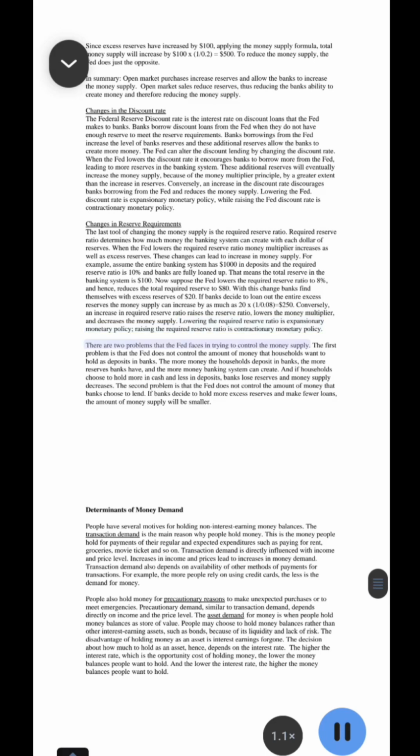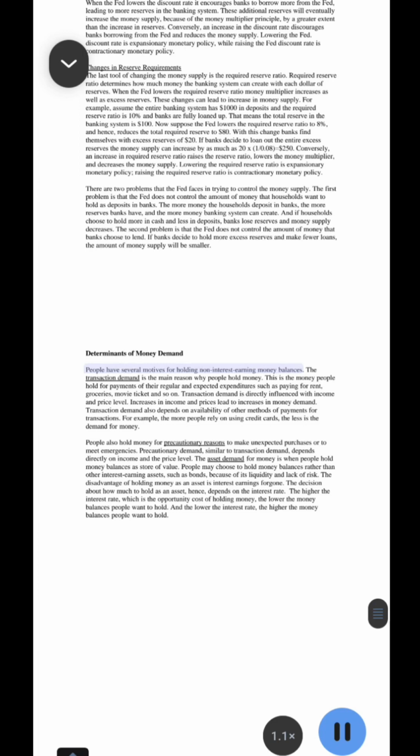There are two problems that the Fed faces in trying to control the money supply. The first problem is that the Fed does not control the amount of money that households want to hold as deposits in banks. The more money the households deposit in banks, the more reserves banks have, and the more money the banking system can create. And if households choose to hold more in cash and less in deposits, banks lose reserves and the money supply decreases. The second problem is that the Fed does not control the amount of money that banks choose to lend. If banks decide to hold more excess reserves and make fewer loans, the money supply will be smaller.